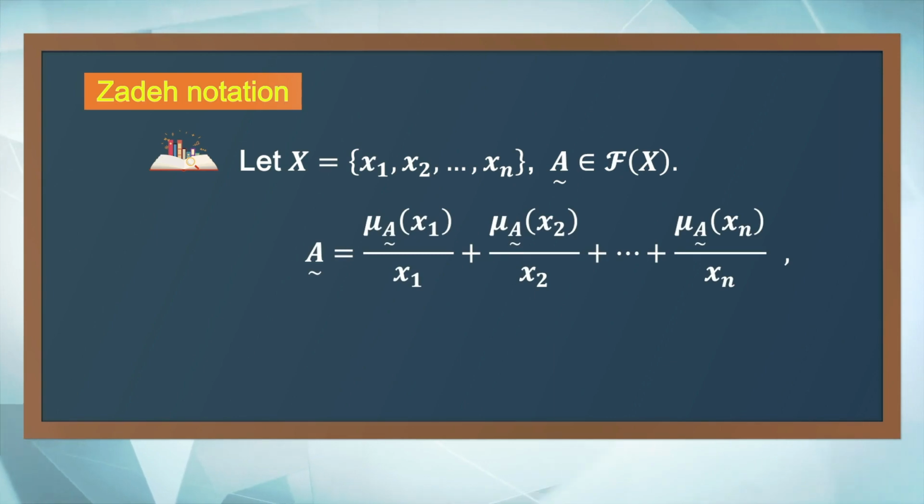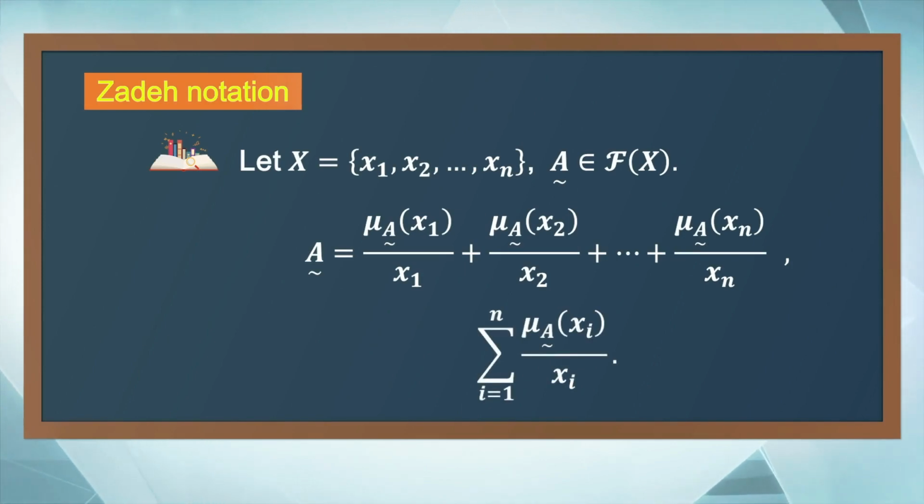It should be noted that the plus sign here has nothing to do with addition, and the formula on the right does not indicate the arithmetic sum. The formula on the right may be viewed as a union or a summation of the elements and the degrees of their membership. If there is an element such that its degree of membership is 0, then the corresponding term could be omitted.